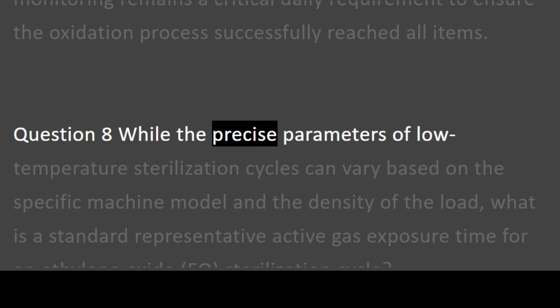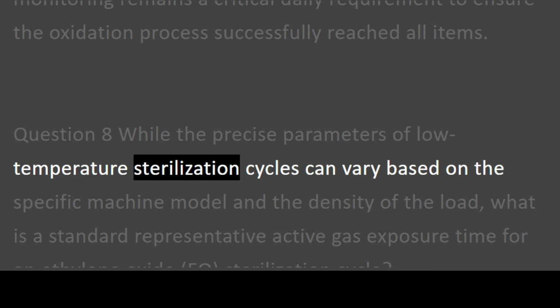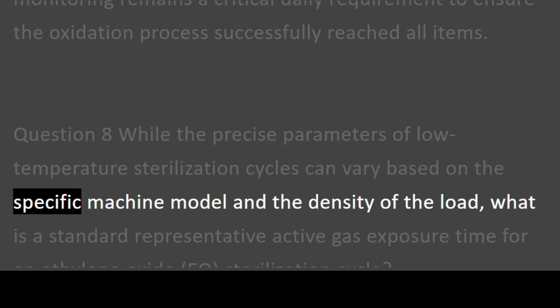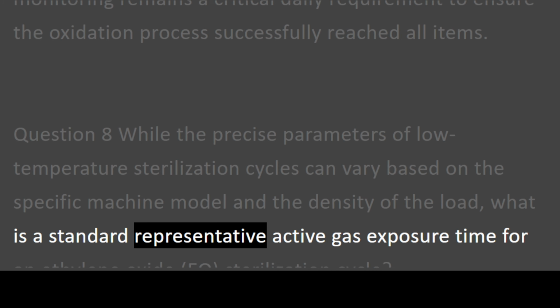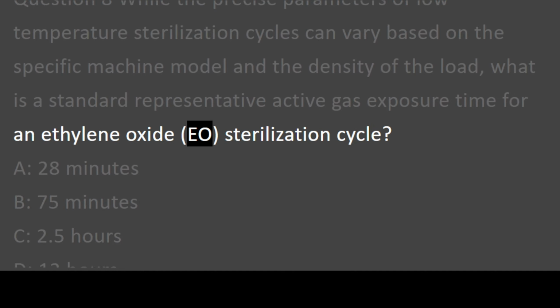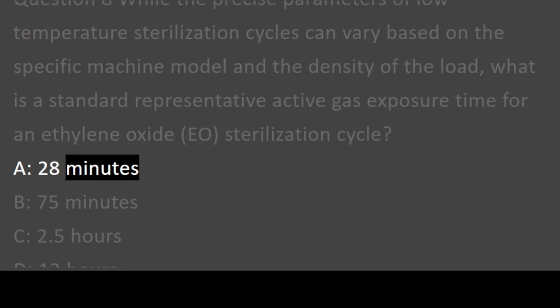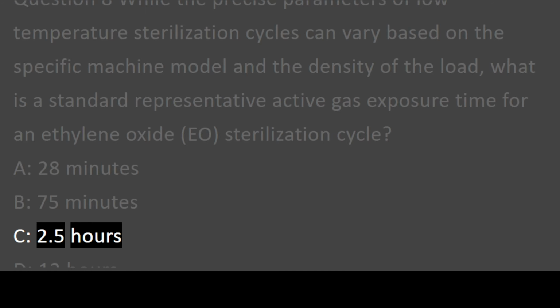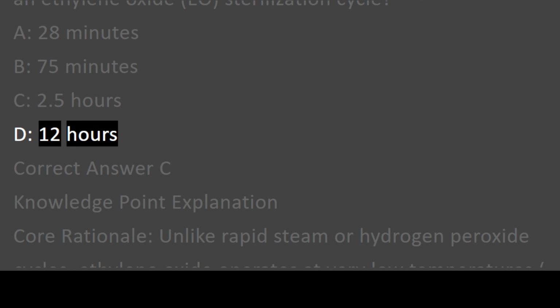Question 8. While the precise parameters of low-temperature sterilization cycles can vary based on the specific machine model and the density of the load, what is a standard representative active gas exposure time for an ethylene oxide, EO, sterilization cycle? A. 28 minutes. B. 75 minutes. C. 2.5 hours. D. 12 hours.